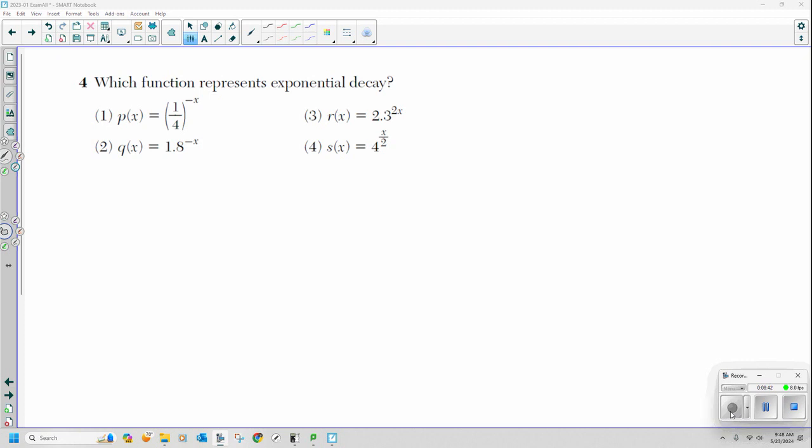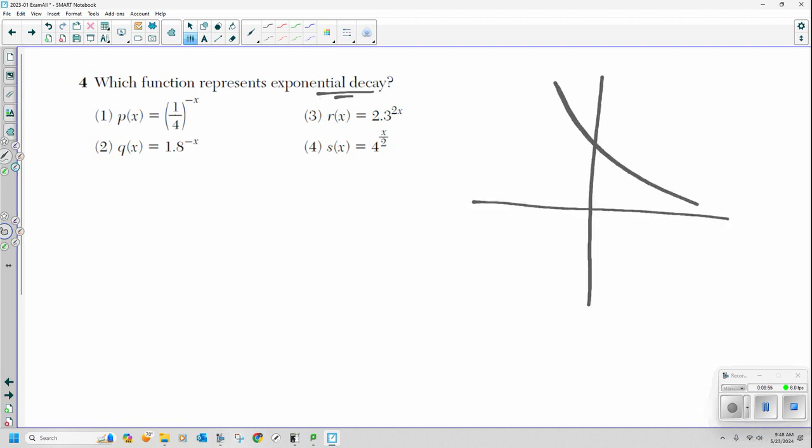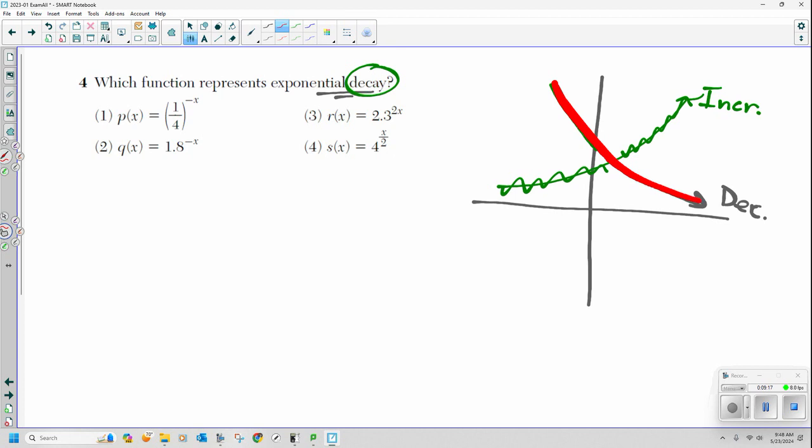Which function represents exponential decay? First of all, just point blank, if something is decaying, when I graph it, it's going to be decreasing, which means it's going to be going down. That shows a decrease or decay. If it were going up, this would be increasing. So they're telling us one of these is going to have decay, so we don't want this. One of them is going to be going downward.